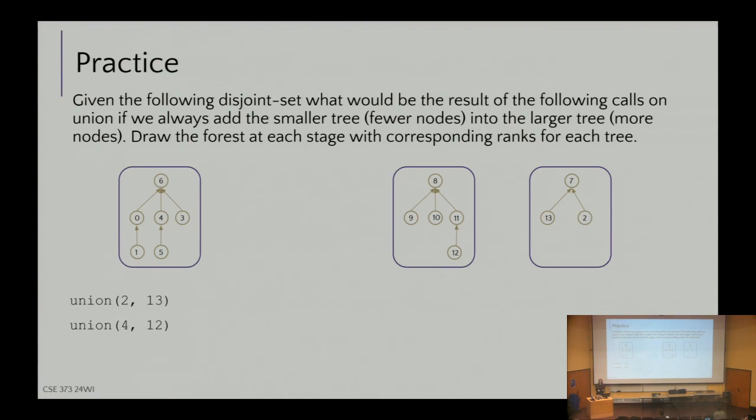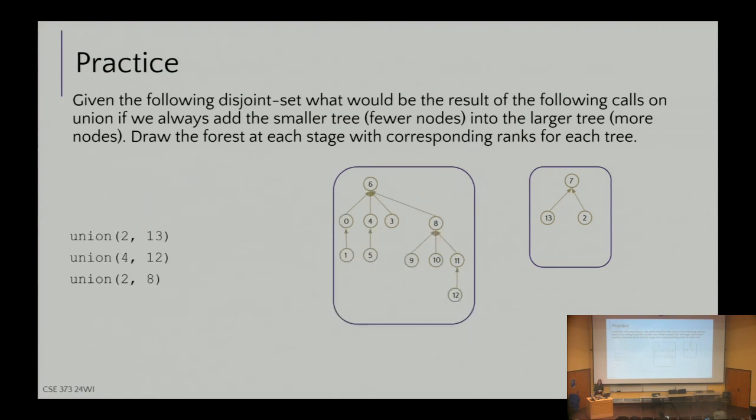6 or 8? Which is the larger tree? 6. So I'm going to just update 8's parent pointer. So now I have this blob. And so you can see here, this is an example where it doesn't matter how many children at each level, as long as everything eventually points upwards towards 6.